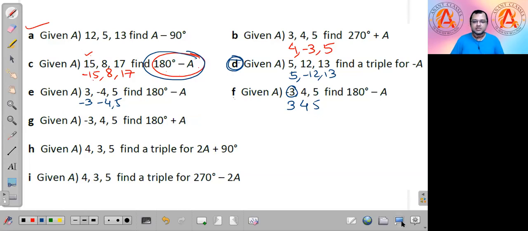Okay. Then number G answer. Number G. This is 180 plus A. So in 180 plus A, the shortcut is both the signs will reverse. So 3, minus 4, 5. Okay, just 1 minute.